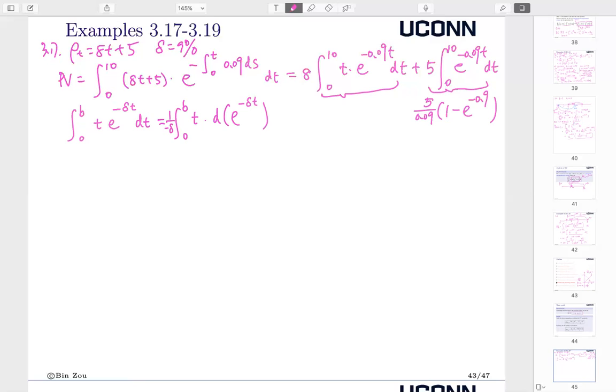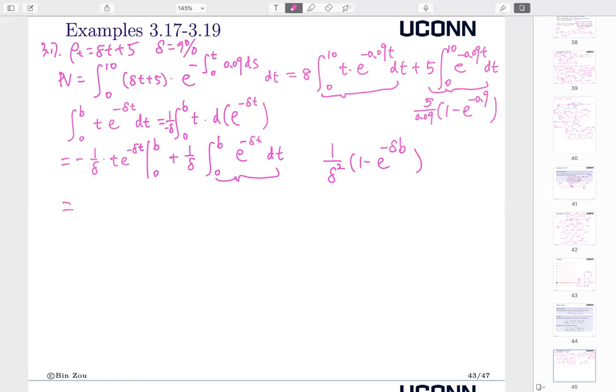Then the first step is to take them out. This is from 0 to b. Then it will be minus minus, which becomes plus. Switch the position. For this, we know it's going to be 1 over delta squared times 1 minus e to the negative delta b. And you plug in the values. Plug in b, you get negative b over delta, e to the negative delta b. Plug in 0, obviously 0.